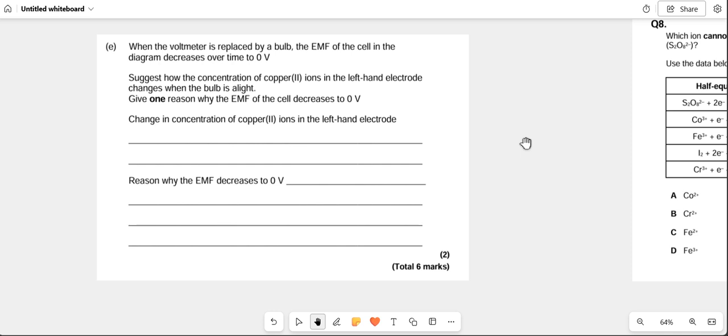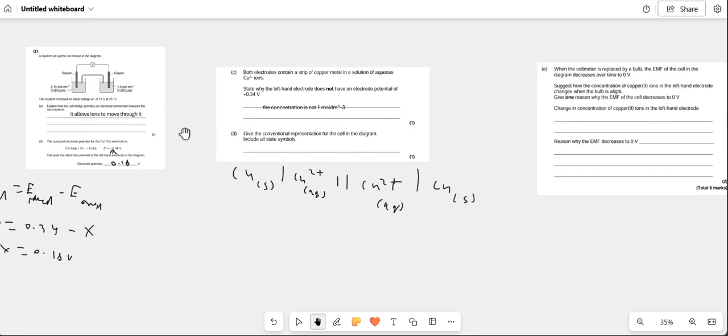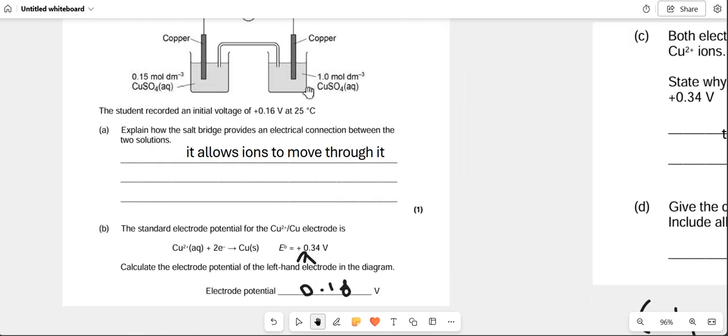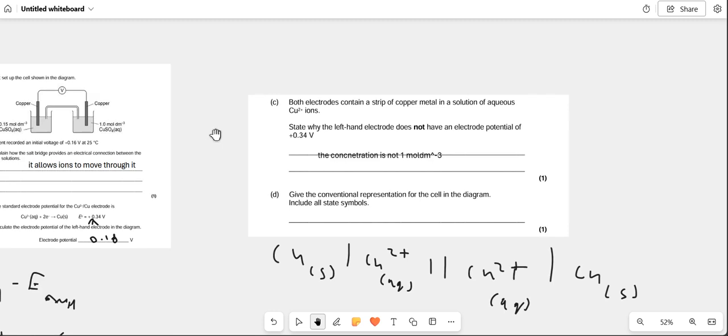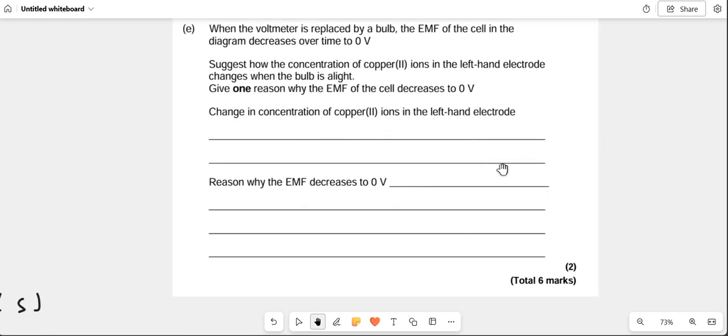When a voltmeter is replaced by a bulb, that's completing the circuit. Give one reason why the EMF decreases to 0. The EMF will go to 0 because the reaction is going to end at some point. The reason is the change in concentration of copper ions at the left-hand electrode. You've got 0.1 here and 1 there, so the concentration on the left is going to increase to match the one on the right. If I replace the bulb with a wire, it's going to increase in concentration until it gets to 1. Then there's no difference between them, so they're going to have the same electrode potential.